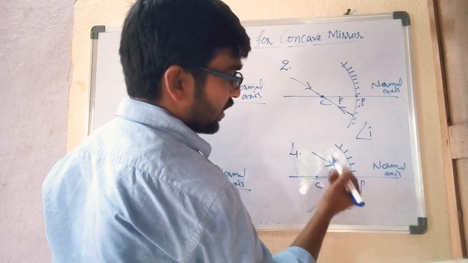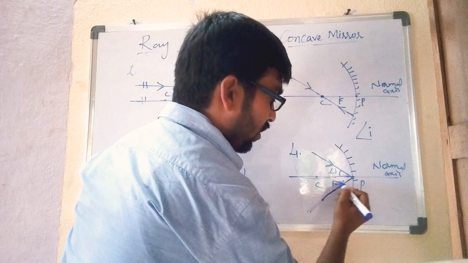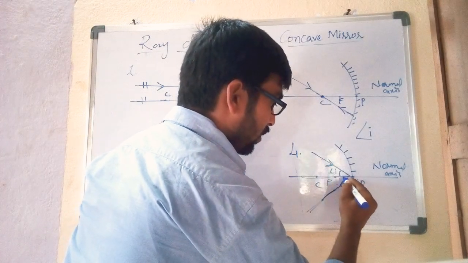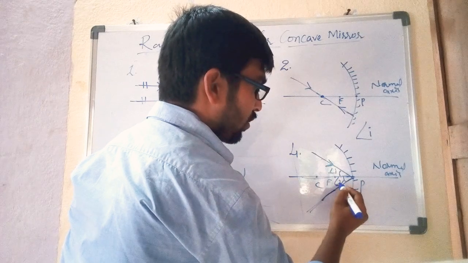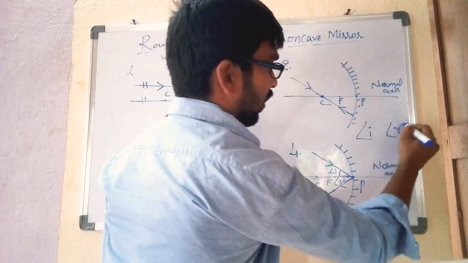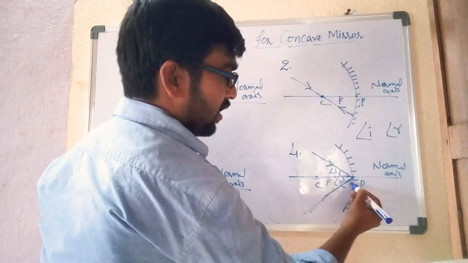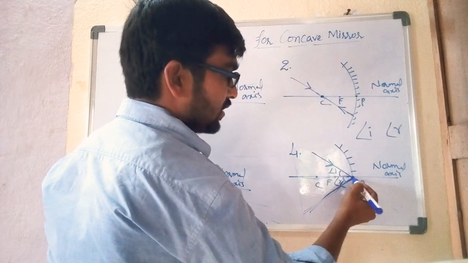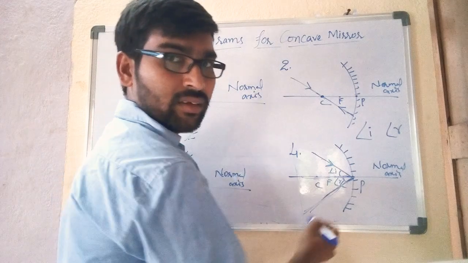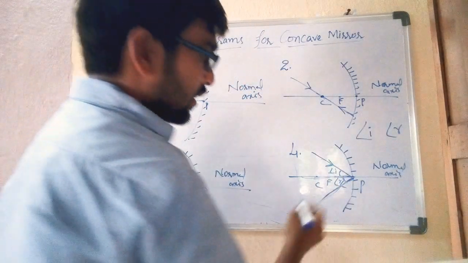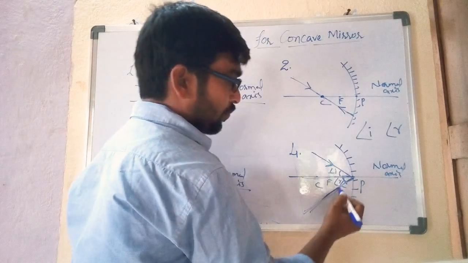And angle R. Here is the angle R. The angle between the reflected ray and the normal axis. This is the reflected ray and this is the normal axis. Here is the angle R.